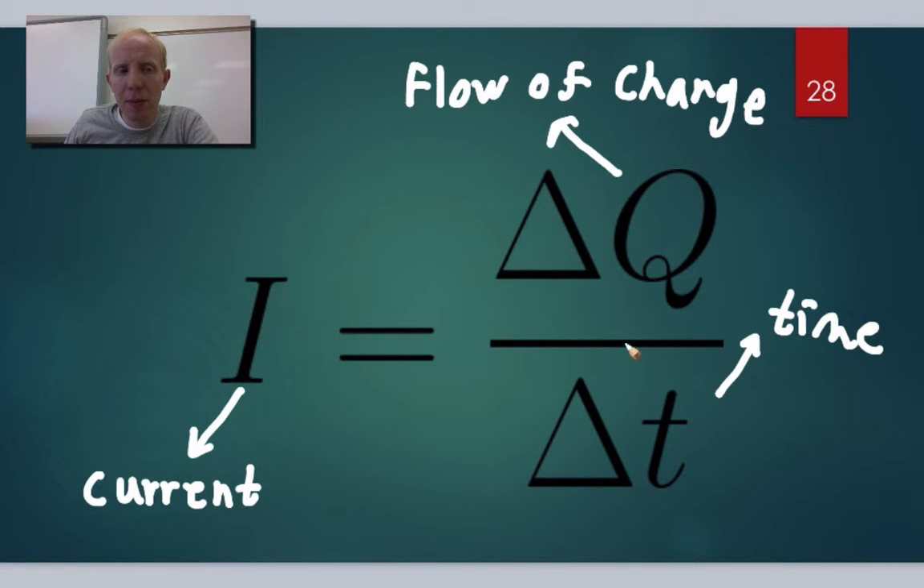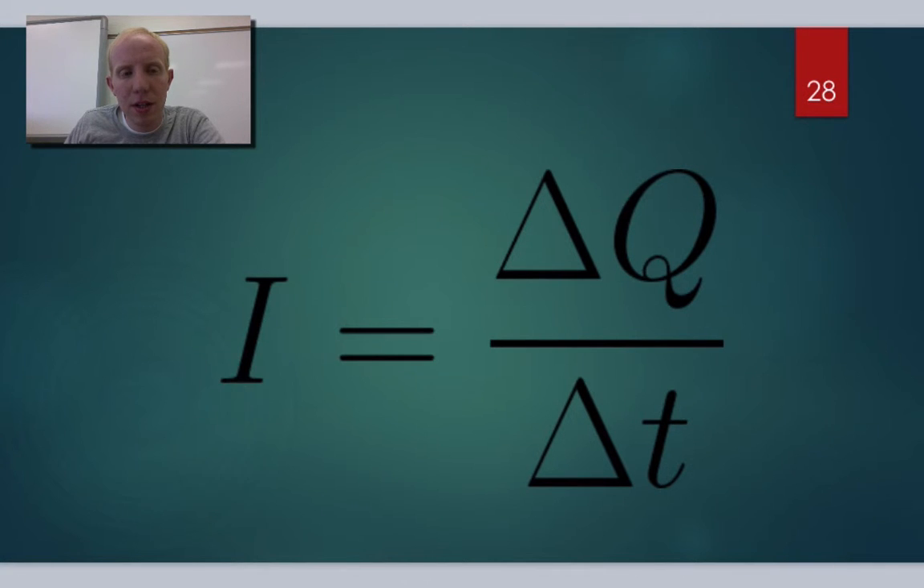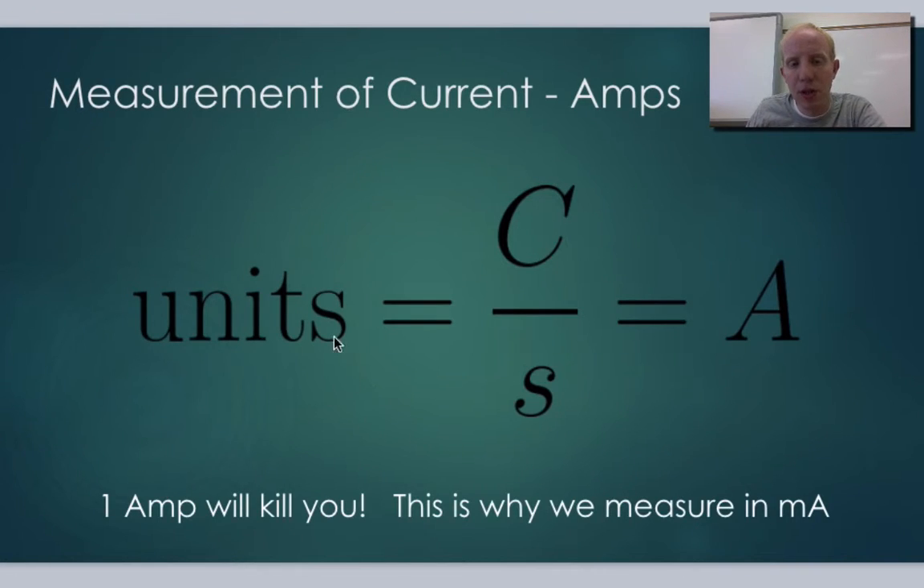So let's think about units for a second. If you remember from the electricity and magnetism unit, charge is measured in units of coulombs, which is capital C. So a coulomb is an amount of charge. Time is always measured in seconds, so we have coulombs over seconds. Now this is named after the guy who first studied this, but we call those units amps. So coulombs per second is amps, named after Ampere, who was the guy who started all this.